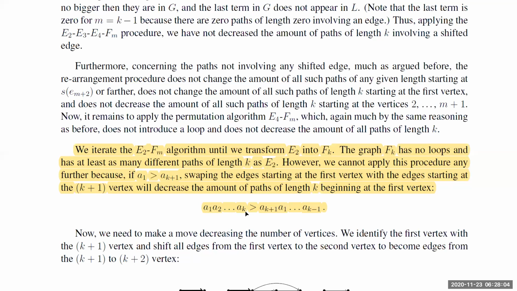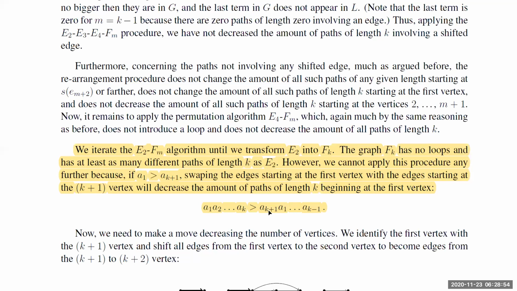Because before this permutation, we had A1 times A2 up to AK different paths of length K, starting at the first vertex. But after we make this permutation, we have AK plus 1 many edges emitted by the first vertex, A1 emitted by the second vertex, and finally AK minus 1 emitted by the kth vertex. Now A1 through AK minus 1 is a positive number on both sides. I can divide by it. So this inequality is tantamount to saying that AK is strictly bigger than AK plus 1.